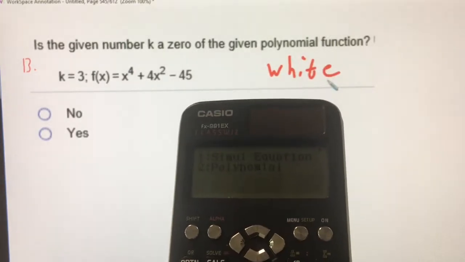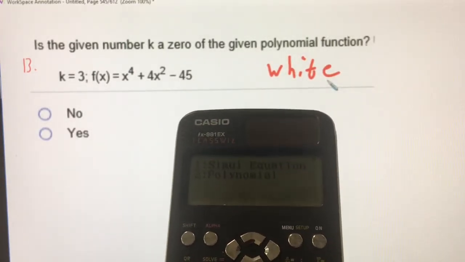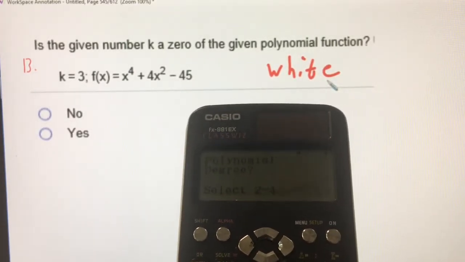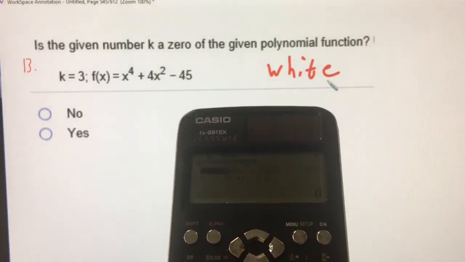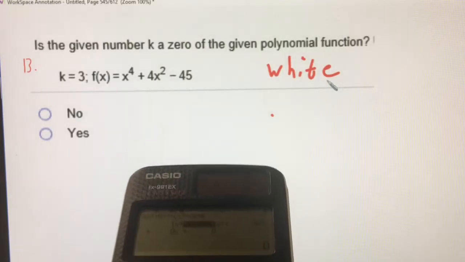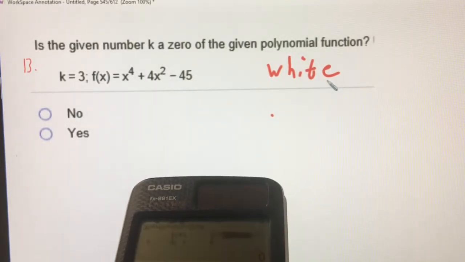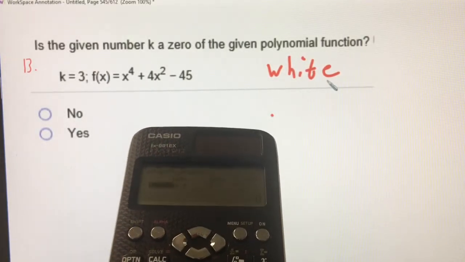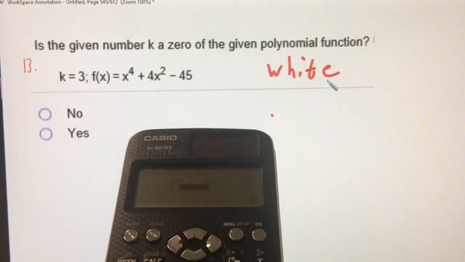And now, I want to choose a polynomial. That's a 4th degree polynomial, so I'm going to choose number 2 for polynomial. Then it wants me to figure out what the degree is. Notice, the degree is 4, so I'm going to hit 4. And then, just like mode 5-3, we type in the coefficients. So I'm going to type in the 1, I'm going to type in a 0 because there's no x third term. Then I'm going to type in a 4. Then I'm going to type in a 0 because there's no x term. And then I'm going to type in a negative 45.